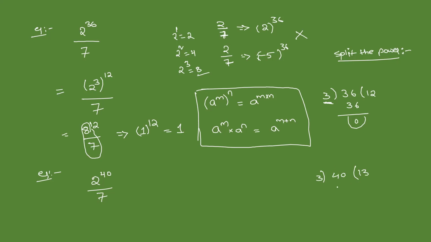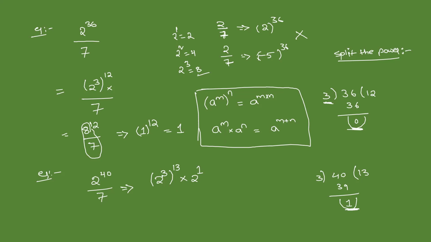3 13s are 39. What is the remainder I got here? 1. So now please check carefully how I am splitting the power. This value 2 power 40 is 2 cube, the required one for me, whole to the power of 13. In our previous case, there was no problem because we got the remainder 0. But here we have a remainder of 1, so I will multiply by 2 power 1, this remainder.